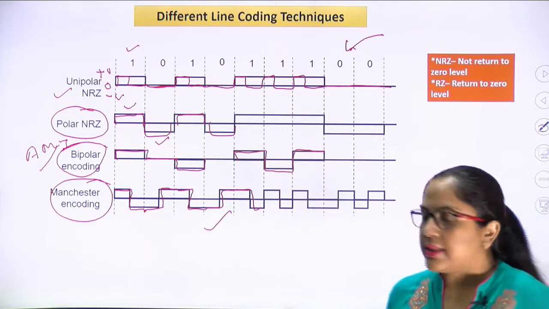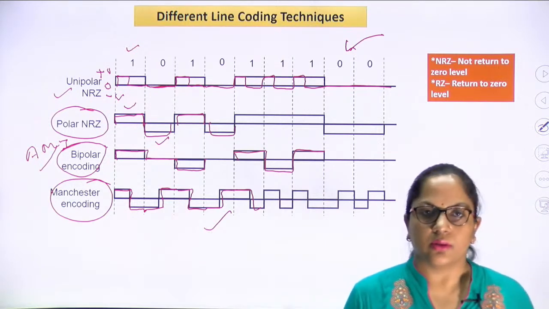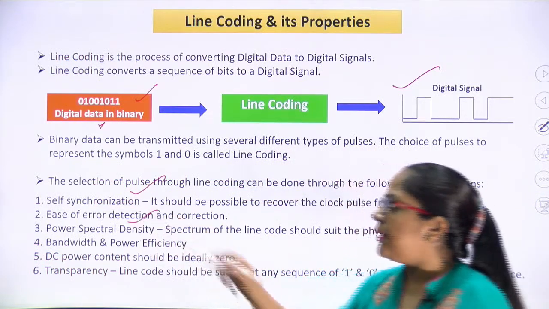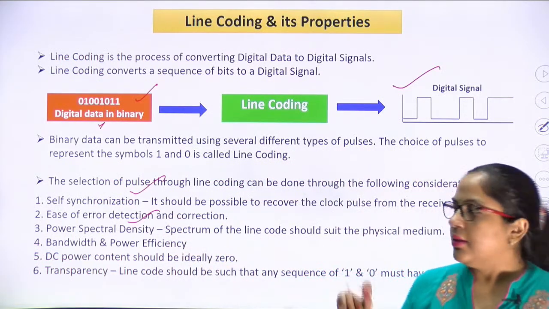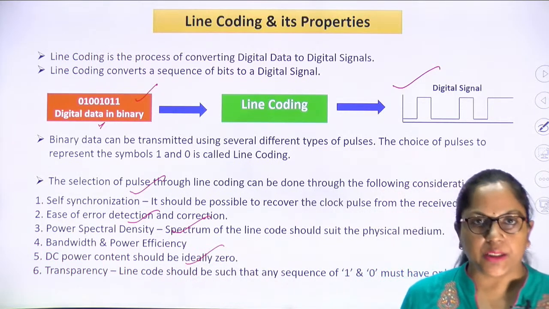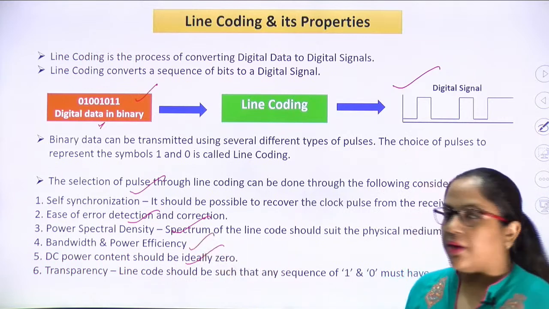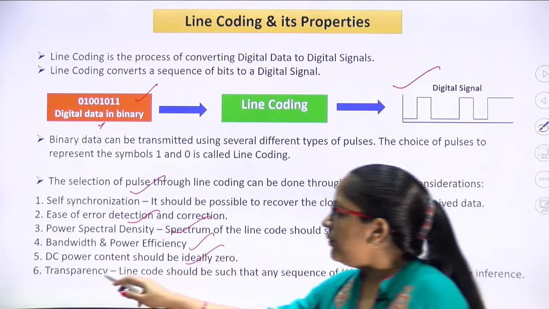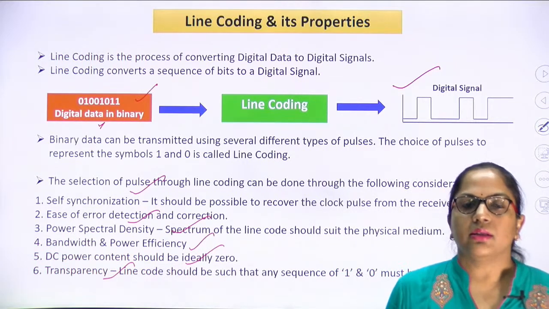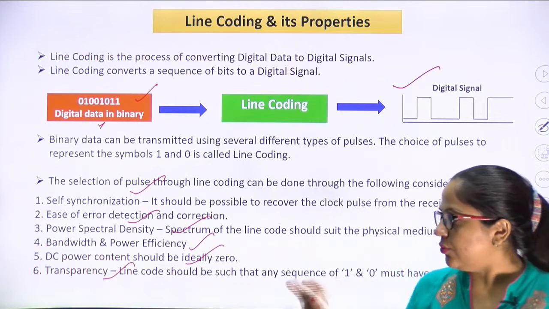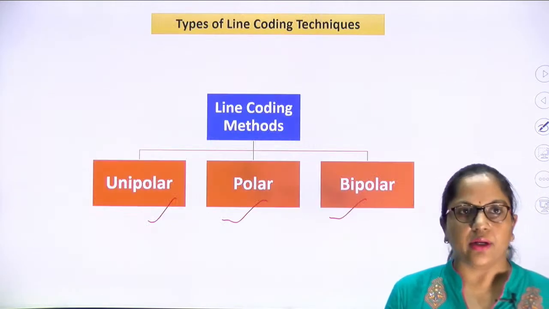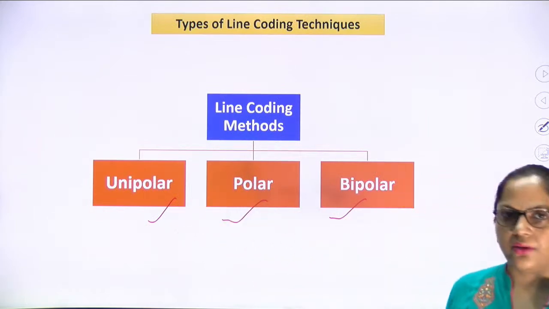The selection of these line coding techniques depends upon some properties: self-synchronization, capability of error detection and correction, the power spectral density, the DC power content should be 0, it should be bandwidth and power efficient, and it should have transparency. That means it should be capable of handling long series of ones and zeros. So depending upon these properties of the line coding, we can select any one of them.